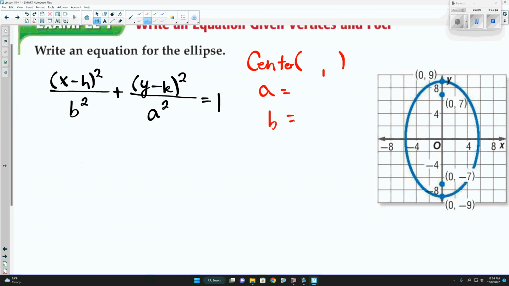Now looking at this here, the center is at what point?